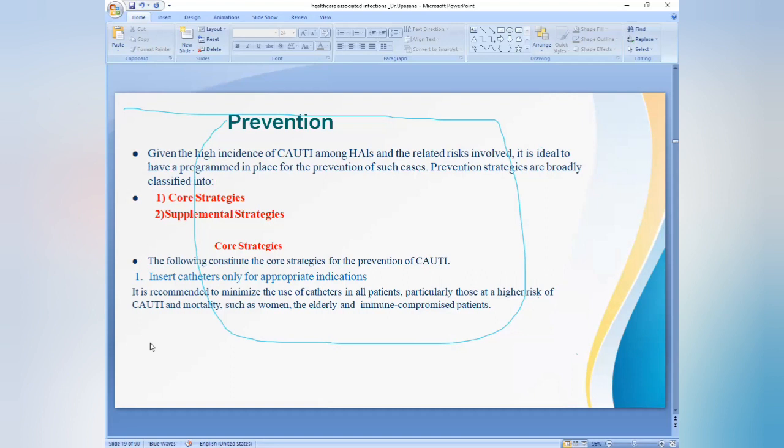So when we talk about these risk factors, the core strategies have to be about how well the catheter is being inserted. In high-risk groups for CAUTI and mortality, such as women, the elderly and immunocompromised patients, how well we are treating the patients, and how best we are taking aseptic precautions so that infections can be as few as possible.